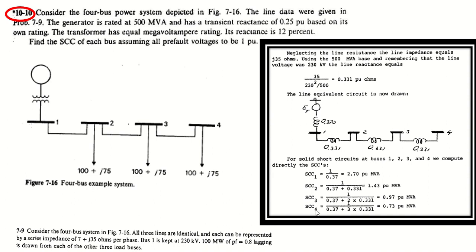And then finally SCC4 is equal to 1 divided by 0.37 plus 3 times 0.331, which is equal to 0.73 per unit MVA.